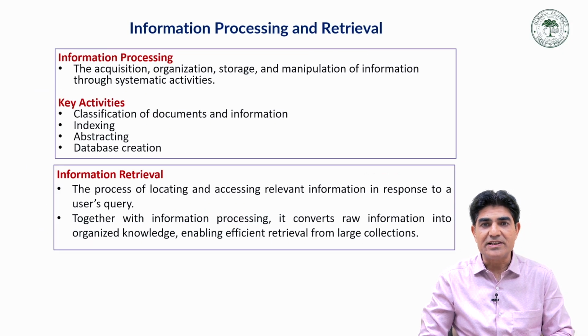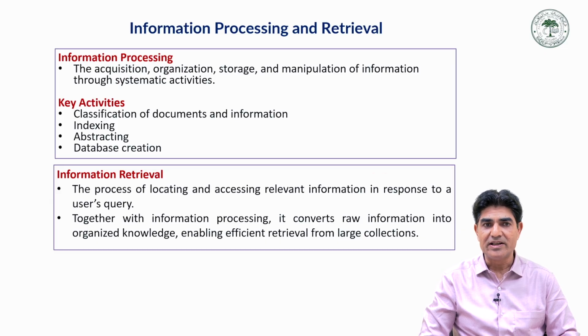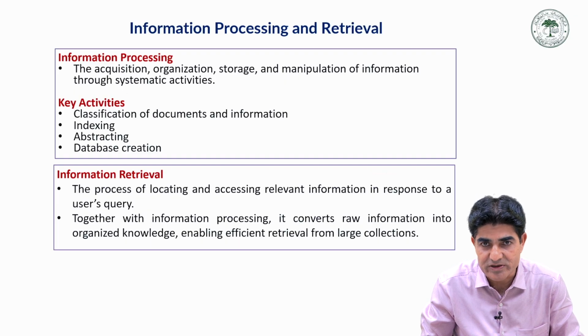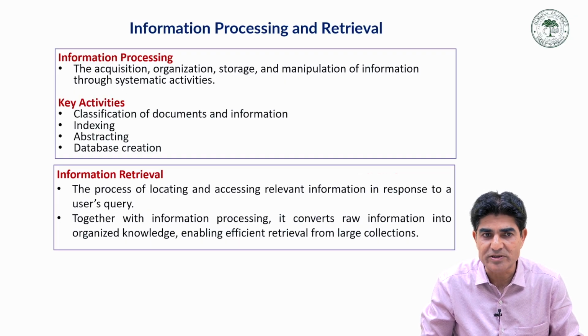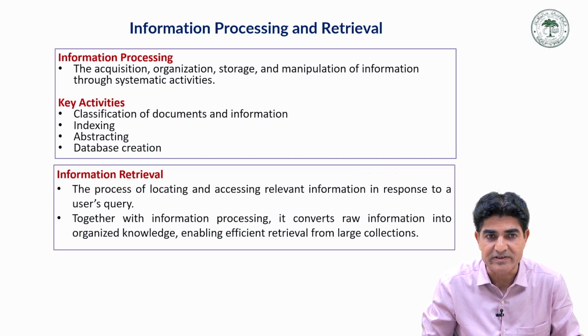So information processing and retrieval, which is another related concept, can be divided into two parts, that is information processing and retrieval. Information processing is the acquisition, organization, storage and manipulation of information through systematic activities. And what are the different systematic activities? Which are classification of documents and information using systems of classification, indexing process, abstracting, and sometimes creation of databases. So these are the activities that are carried out in the system of information processing.